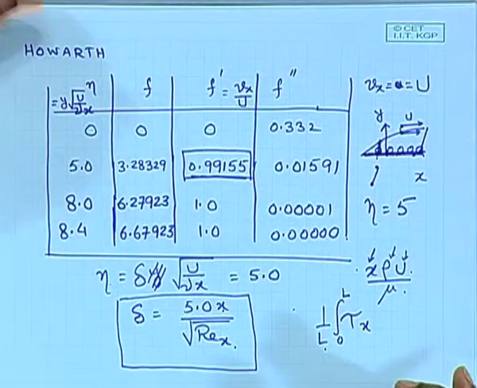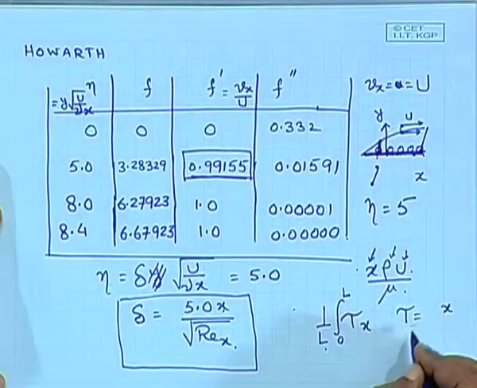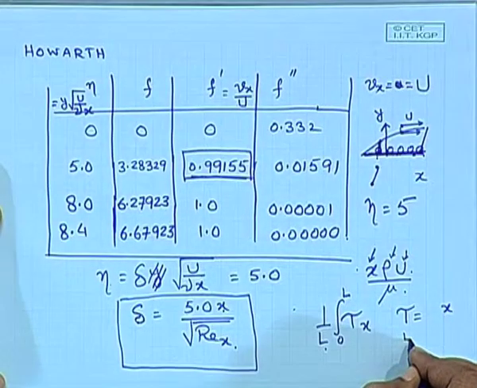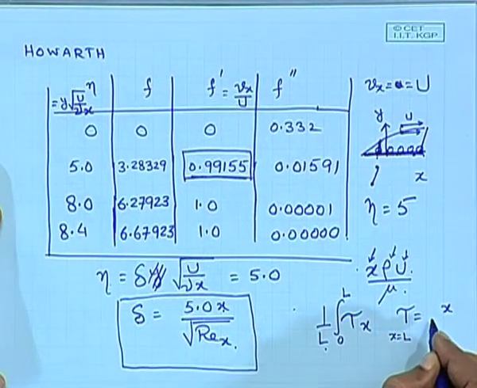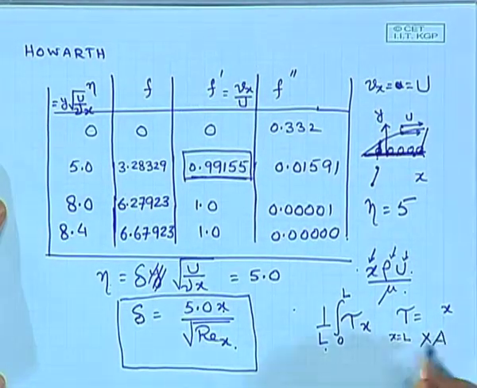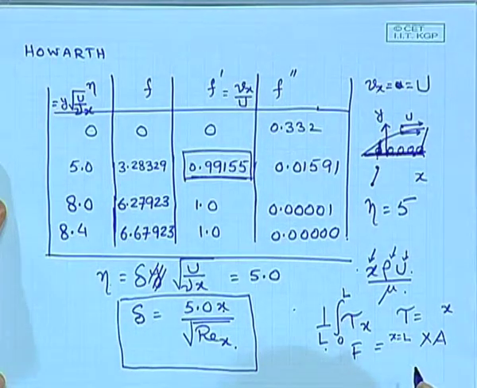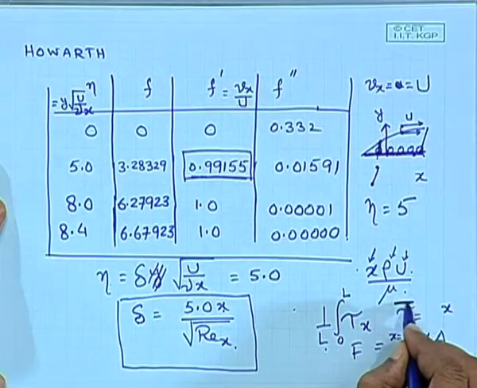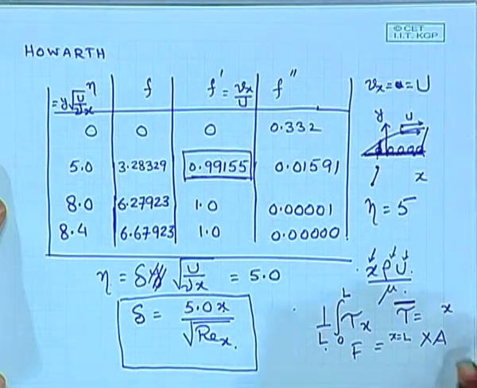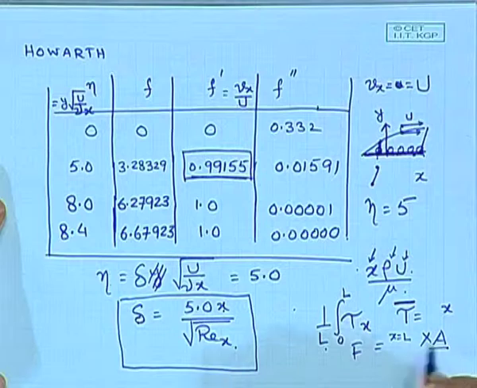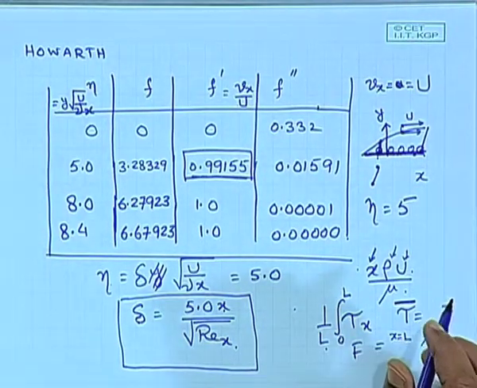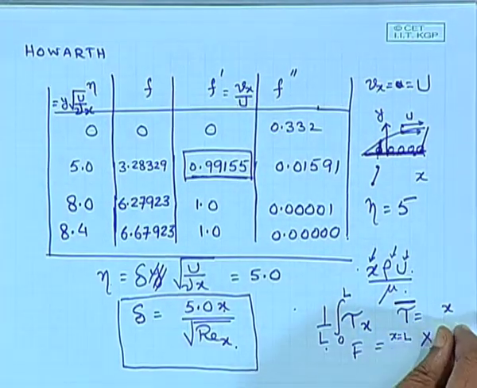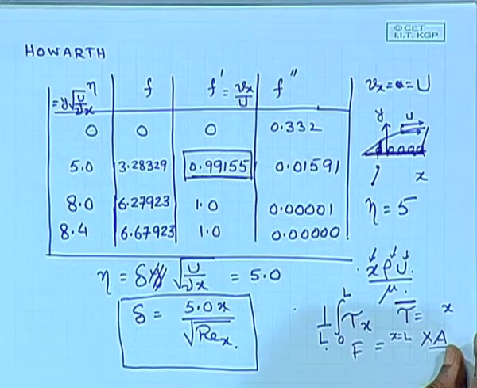So, never use the expression for tau that you are going to get. Suppose it contains some x, never use the value of tau at x equal to L and then multiply it with area to calculate the total force. Always use the length average expression or value of tau, and then multiply it with area to find out what's the force required to move the plate or to keep the plate stationary in a moving fluid.